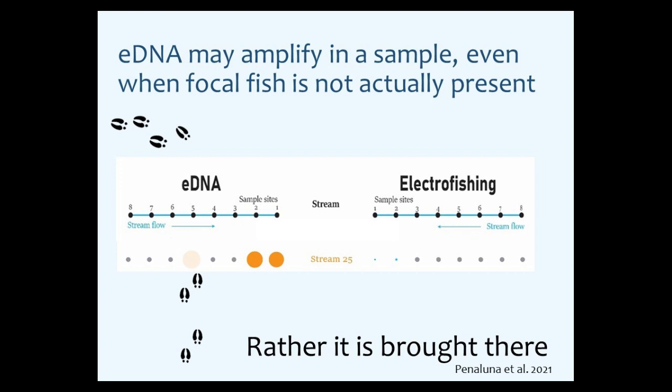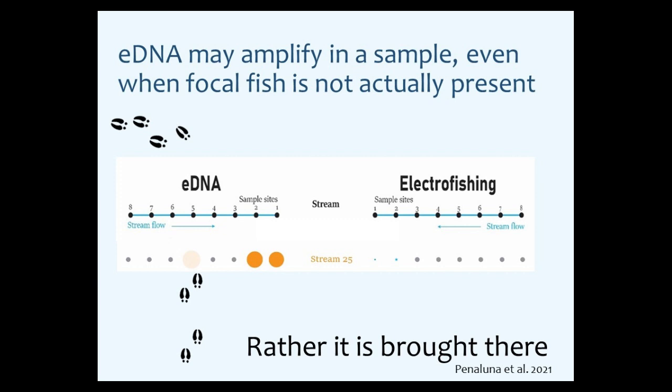And we actually also think that eDNA might amplify in a sample even when the fish is not actually there. So you'll notice that at sites 1 and 2 with electrofishing, we got detections. It's low, but we saw the trout there. We pick it up with eDNA. But then we also picked up this site, and it was like, what is going on there? So we went out to the stream to look at it so that we could try to understand more, and it was a game trail.